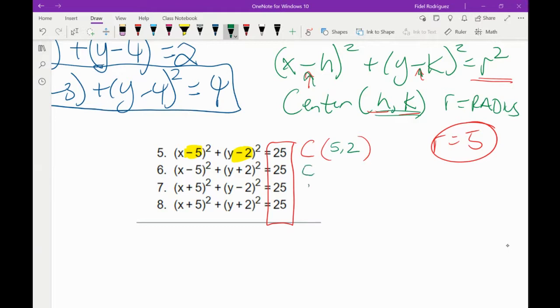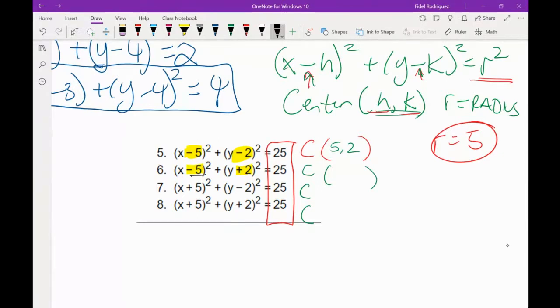Let's do the same thing for the next 3. Remember what we said we're going to do. We're going to look at these points here and we're going to change the signs to find the center of the circle. So what's the center of this one here? What would you guys say?